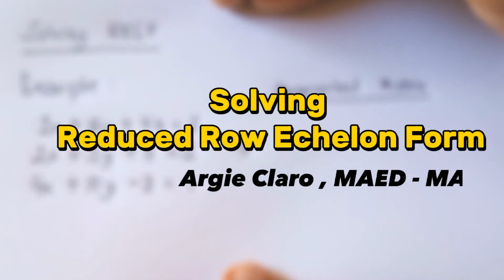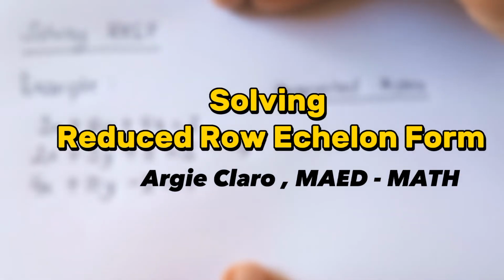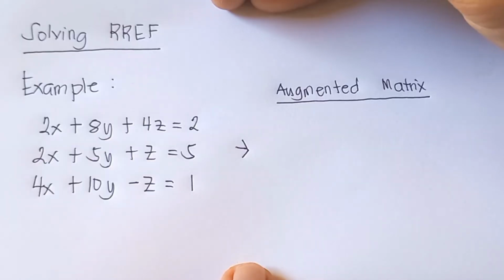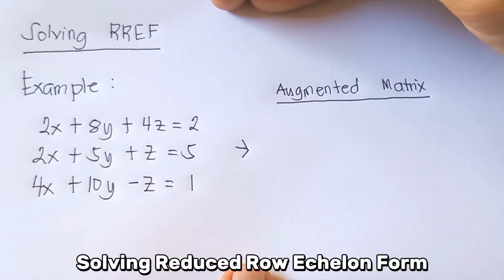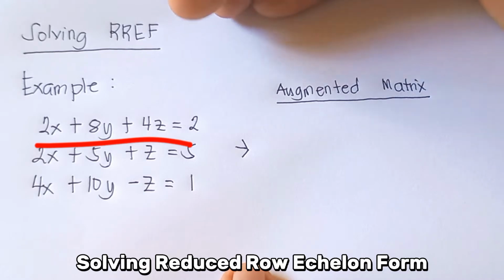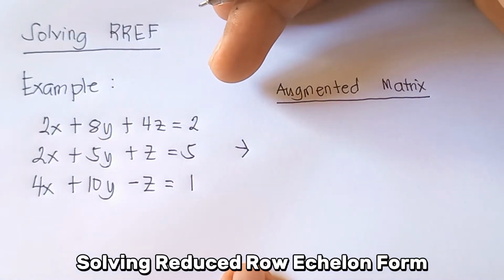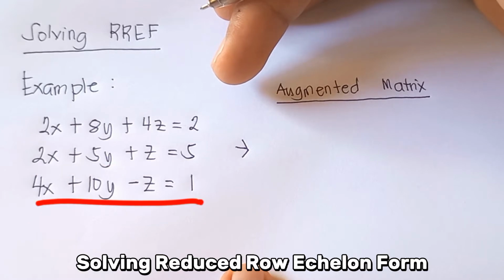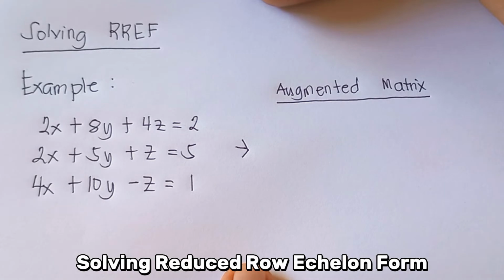Hello everyone, today we will be solving RREF or reduced row echelon form. So this is our example. We have 2x plus 8y plus 4z equals 2, 2x plus 5y plus z equals 5, and 4x plus 10y minus z equals 1. So first we're going to find the corresponding augmented matrix.